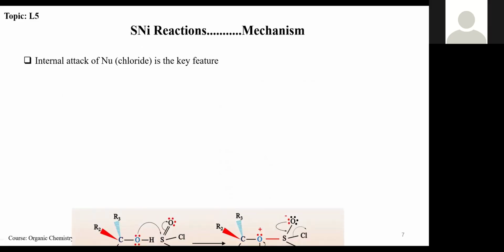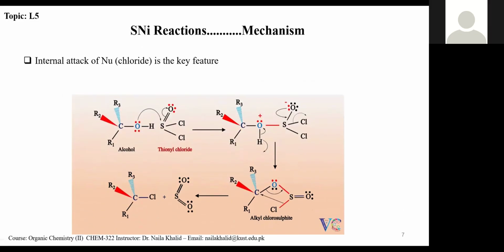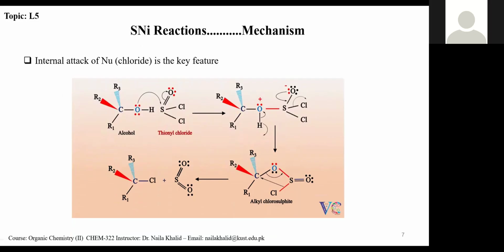So here on the screen, you can see the clear mechanism of this type of alcohol. If this is alcohol and these are different alkyl groups, this is a chiral one. How it attacks on thionyl chloride, this is the structure of thionyl chloride. Oxygen with its lone pair attacks on sulfur, and this will be broken down, and a new bond is formed between oxygen and sulfur.